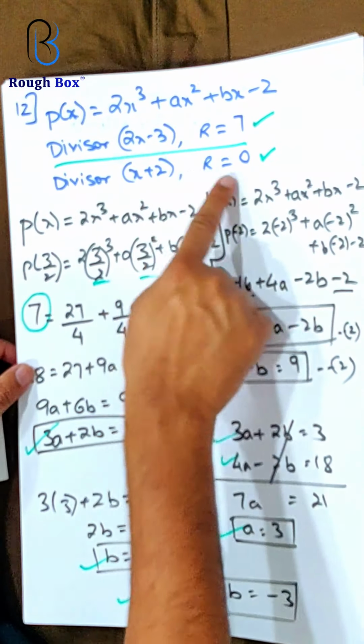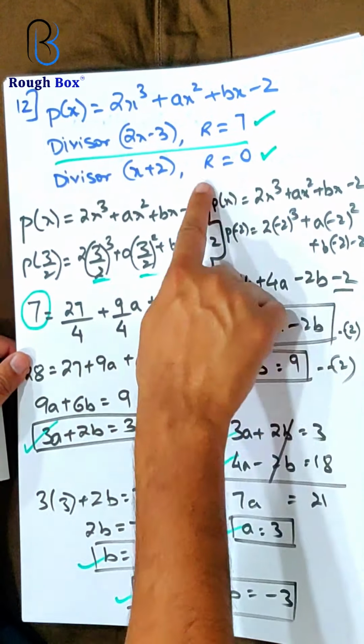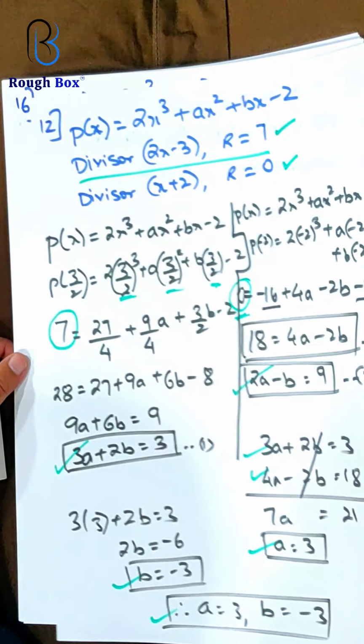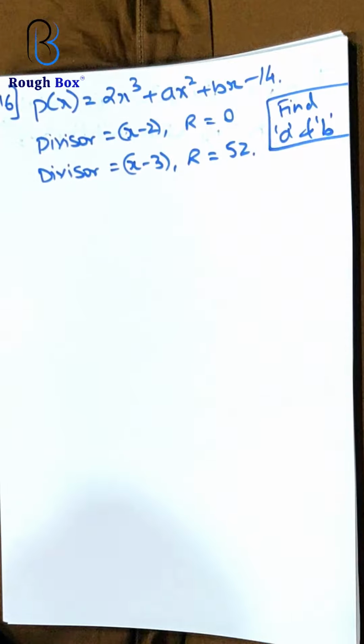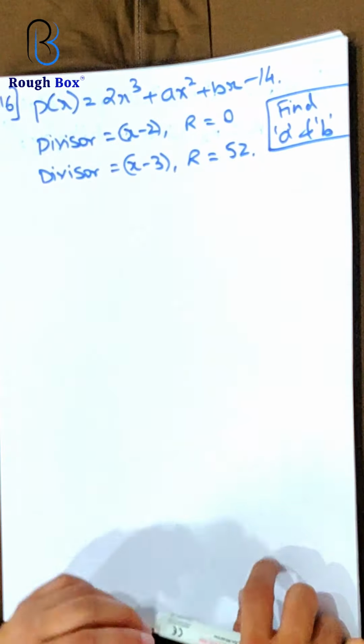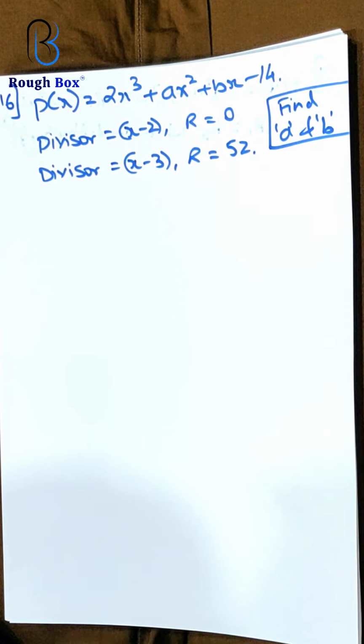So if they say it is a factor, then also you need to assume the remainder as 0. Yeah. Let's try one more sum. We will do this 14th a little later. First let's pick one more sum with the simultaneous technique, so we are very thorough with this stuff.